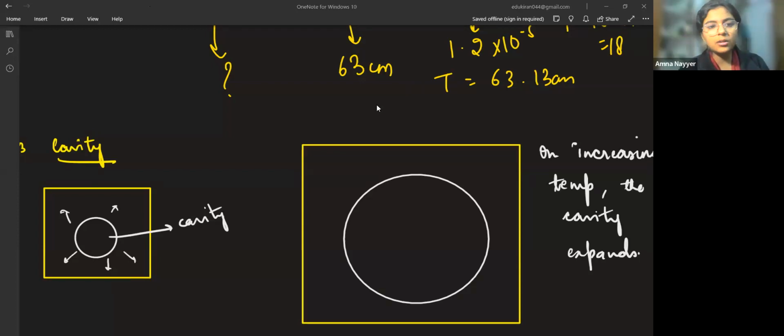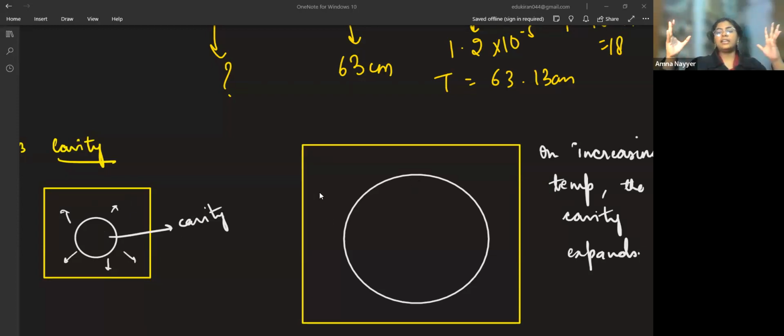Yes, class. Now see the third application. Two applications we have seen: one on time period, and now this length one. Third is the cavity. Suppose there is a square which has a small cavity in it, and when you provide heat to it, the cavity increases. So the cavity increases and simultaneously the object also expands. Basically, this part increases like this.